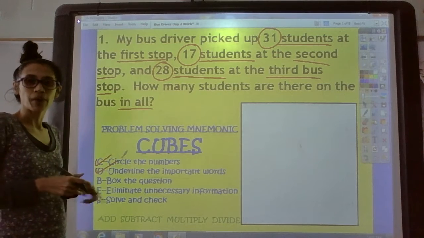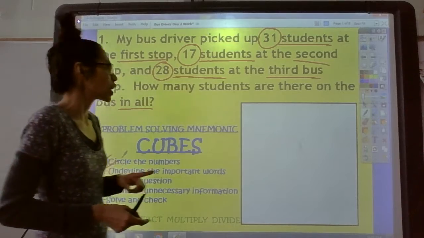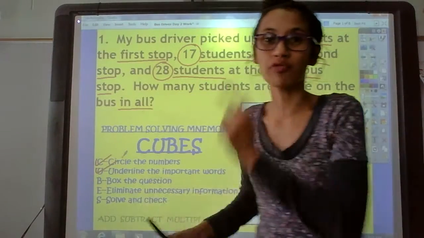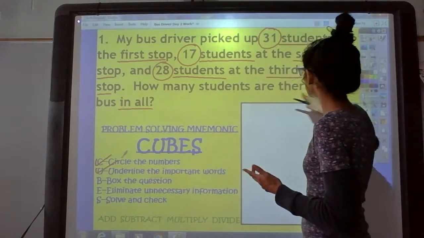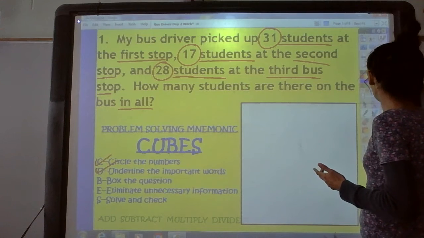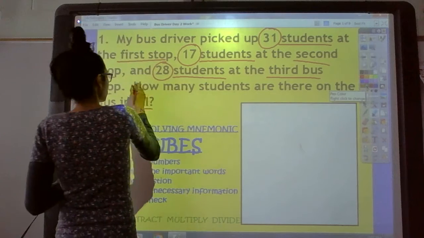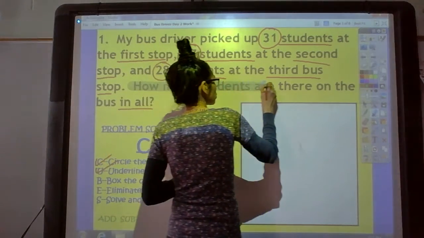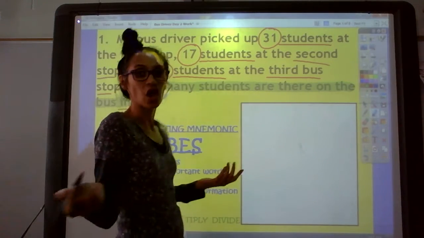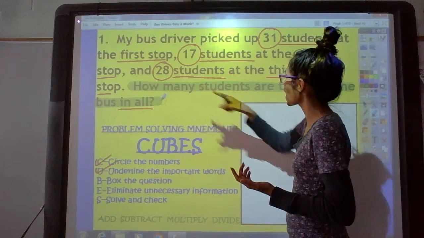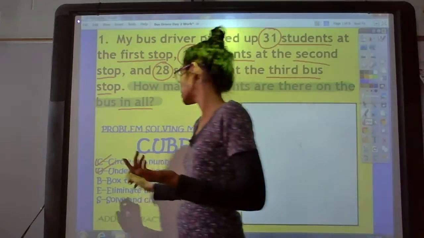The next step is step B in our CUBES mnemonic device, and it says box the question. All right, can you find me the question there? Find the question. Oh, there's the question mark. So that was easy. How many students are there on the bus in all? I want to highlight that. How many? You can draw a box. You can circle it. You can highlight it also. So the question is how many students are there on the bus in all? So that was an easy step.